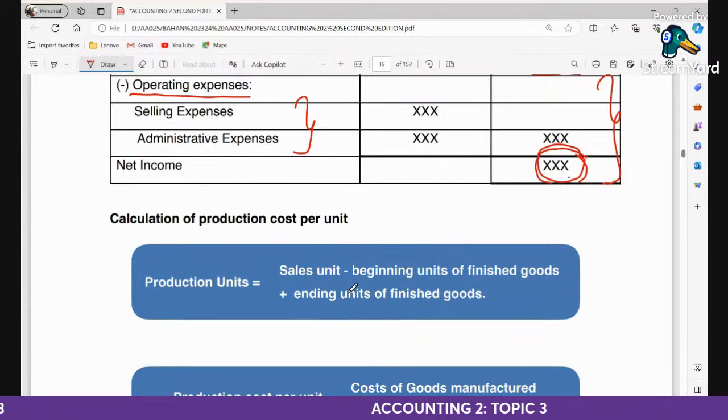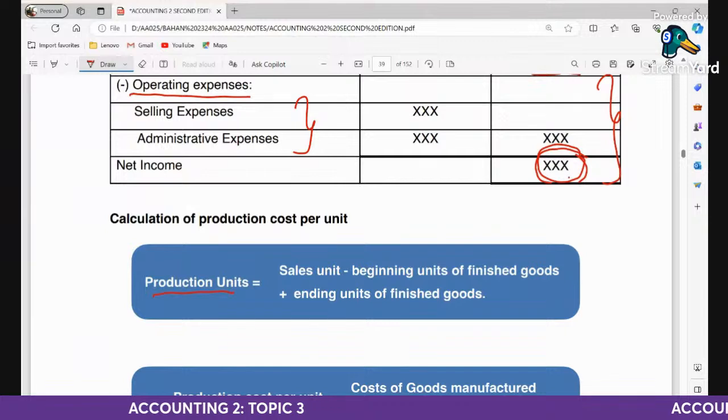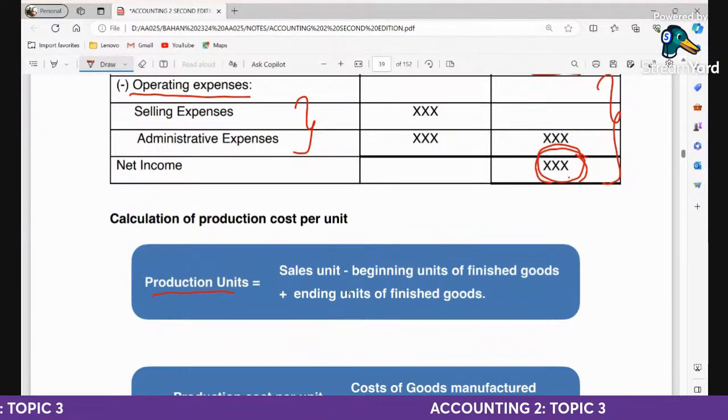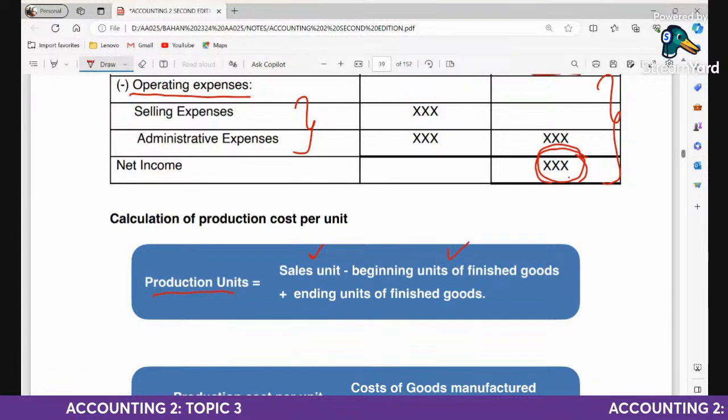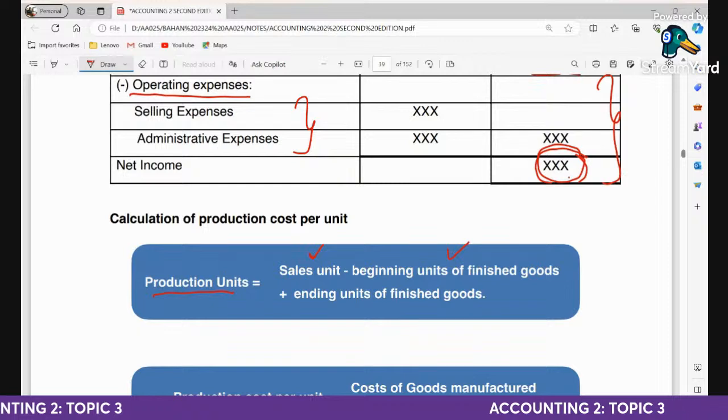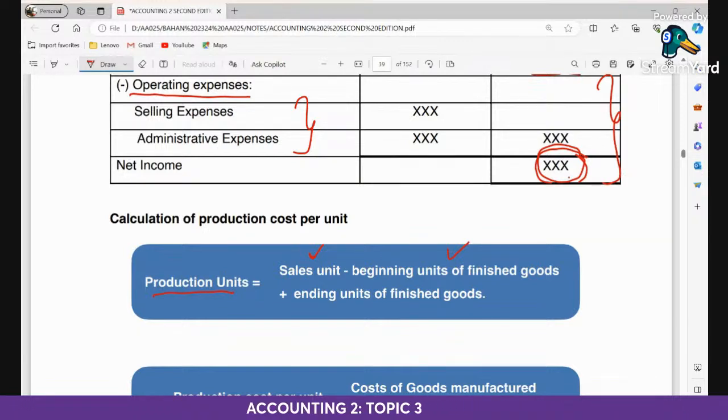Okay, so I need to find the production unit dulu. So how do I calculate my production unit? Okay, macam biasa, kita akan tengok kita punya sales unit. You akan minus beginning units of finished goods. Kenapa minus? Sebab beginning units of finished goods ni is actually unit dari tahun lepas. Yang kita nak kira adalah unit tahun ni saja.